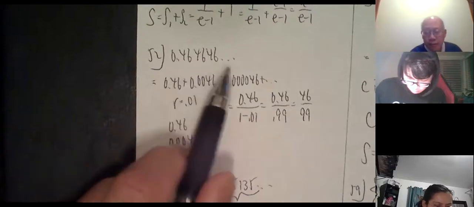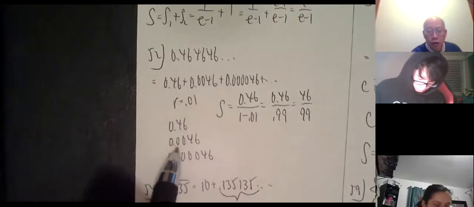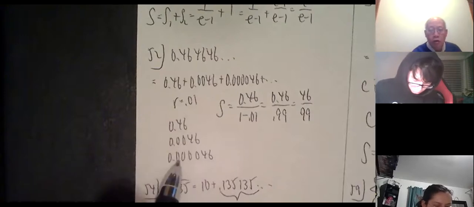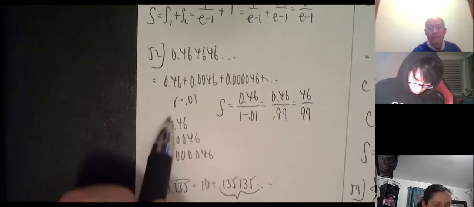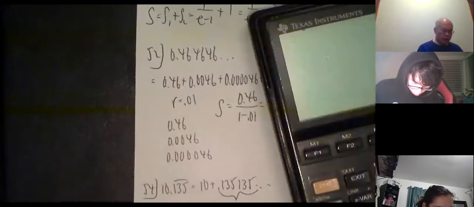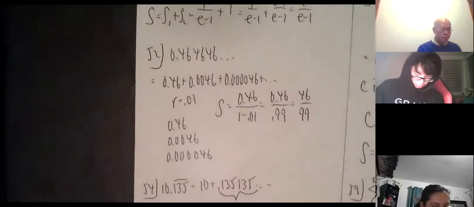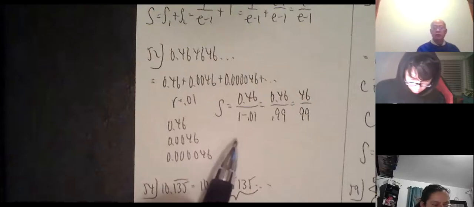And by the way, if you line this up vertically, you can kind of tell, right? 0.46 is like that, 0.0046 is like that, 0.000046 is like that. Then if you add them, you see, oh yeah, 46, 46, 46. That's what you get. And double check. 46 divided by 99. Here we are, 0.464646 and so on. So it's verified.